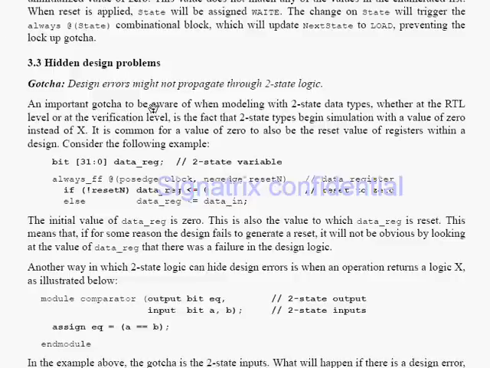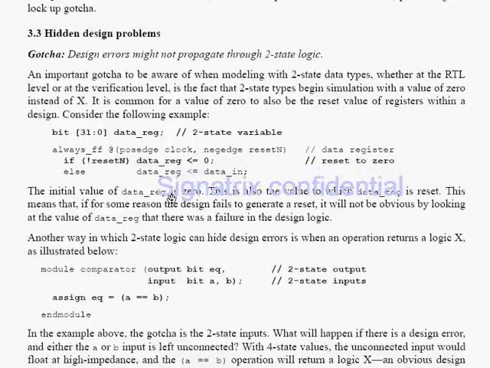An important gotcha to be aware of when modeling two-state data types, whether at RTL level or verification level, is the fact that a two-state type begins simulation with the value 0 instead of x. So it is common for a value of zero to also be the reset value of a register within the design. So data reg is initially 0. As soon as reset comes, again it is 0. So when the negedge of reset comes, data in, where is the data in? We'll see what they're doing. The initial value of data reg is 0 here. This is also the reset value of data reg. At reset time also data reg is 0.